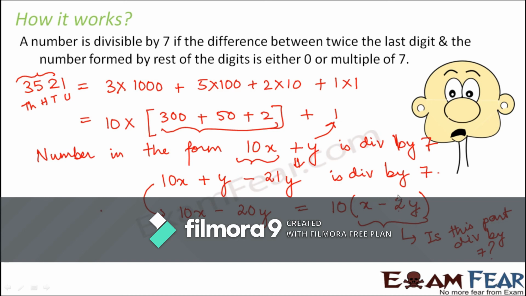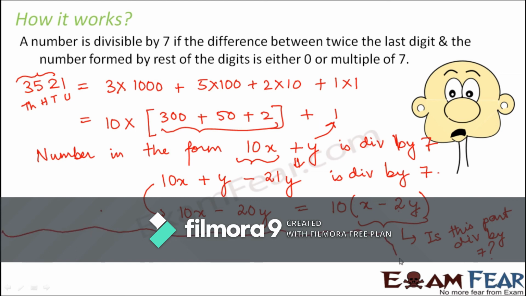So basically what we need to check is if the difference between the remaining number and twice the last digit is divisible by 7 or not. So that is how this entire concept of divisibility by 7 works.